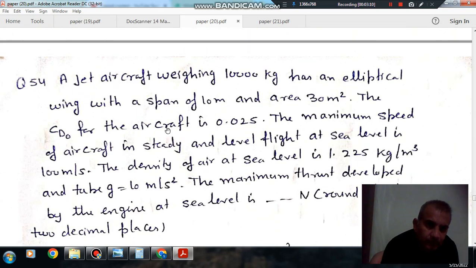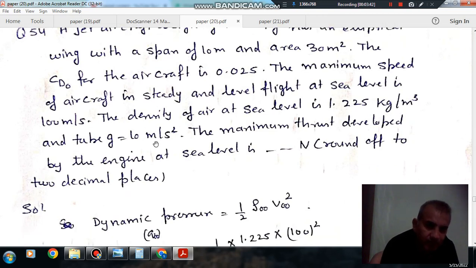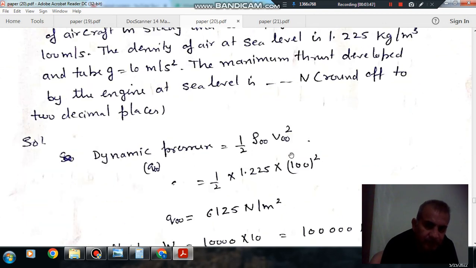Next, a jet aircraft weighing 10,000 kg has an elliptical wing with a span of 10 meter and area 30 meter square. The CD naught for the aircraft is 0.025. The maximum speed of the aircraft in steady and level flight at sea level is 100 meter per second. The density of air at sea level is 1.225 kilogram per meter cube. Take g equal to 10 meter per second square. The maximum thrust required by the engine at sea level is dash Newton.